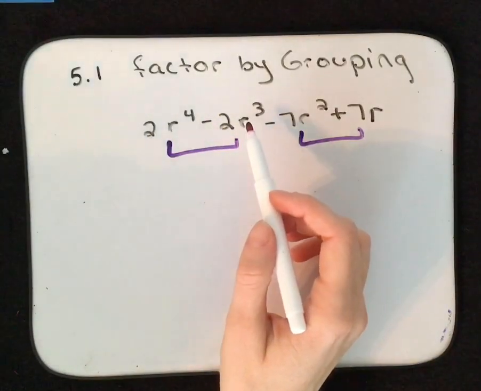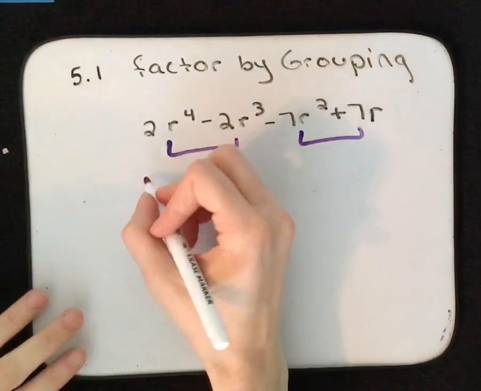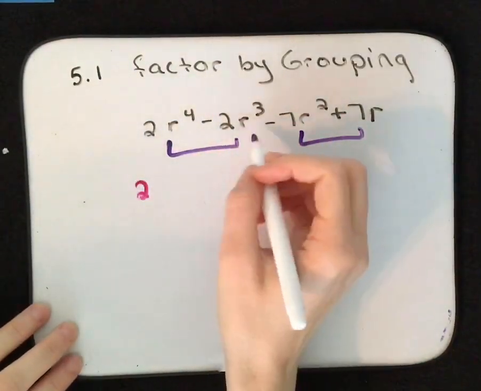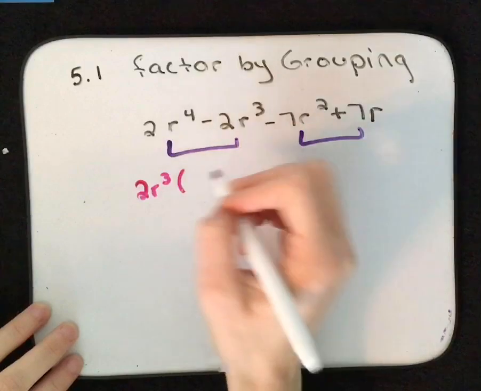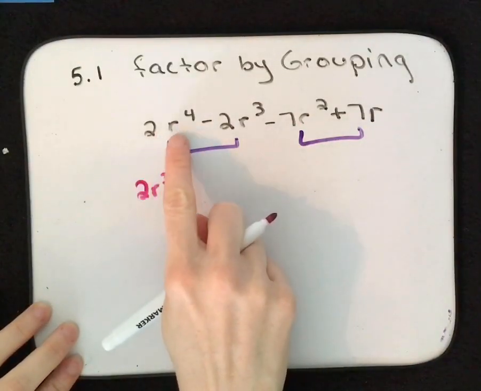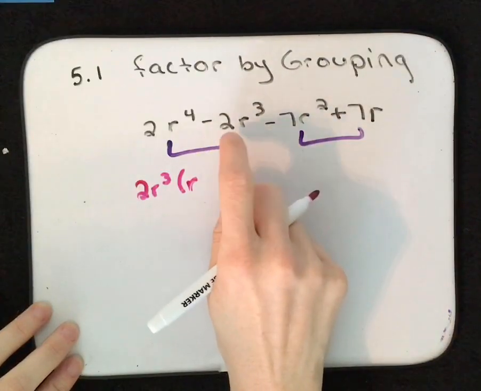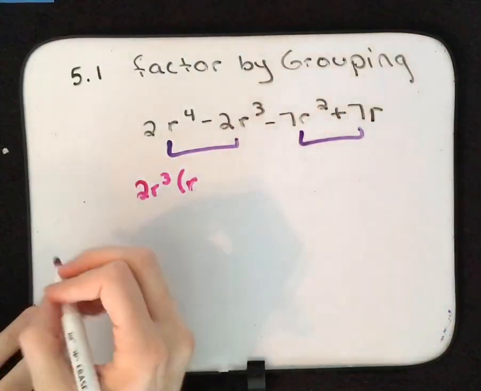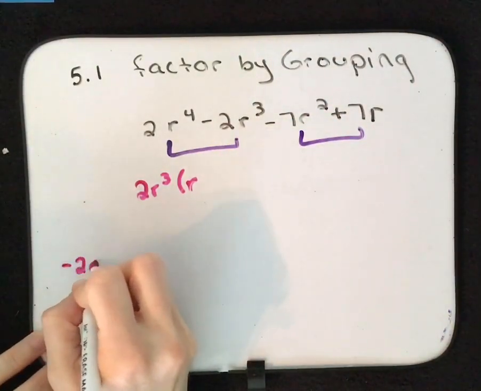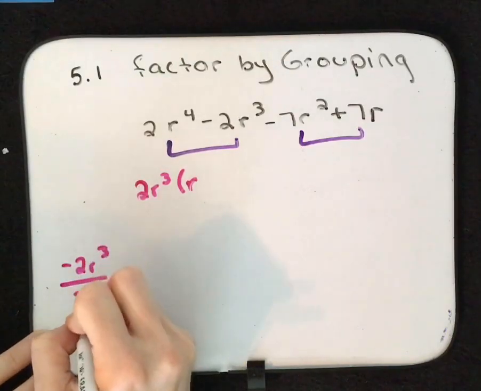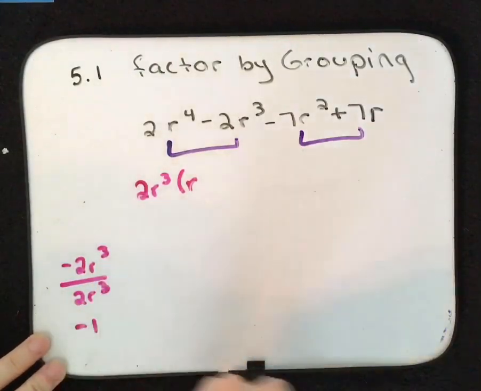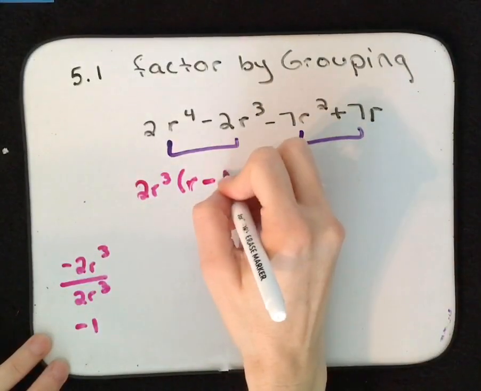And I need to see what is in common. There's a 2 in common, so I'm going to pull that out. And there's r to the third in common. Now when I pull out a 2r to the third from here, I'm just left with r. When I pull out a 2r to the third from here, well, let's look at it. Negative 2r to the third divided by 2r to the third, that leaves us with negative 1, so minus 1.